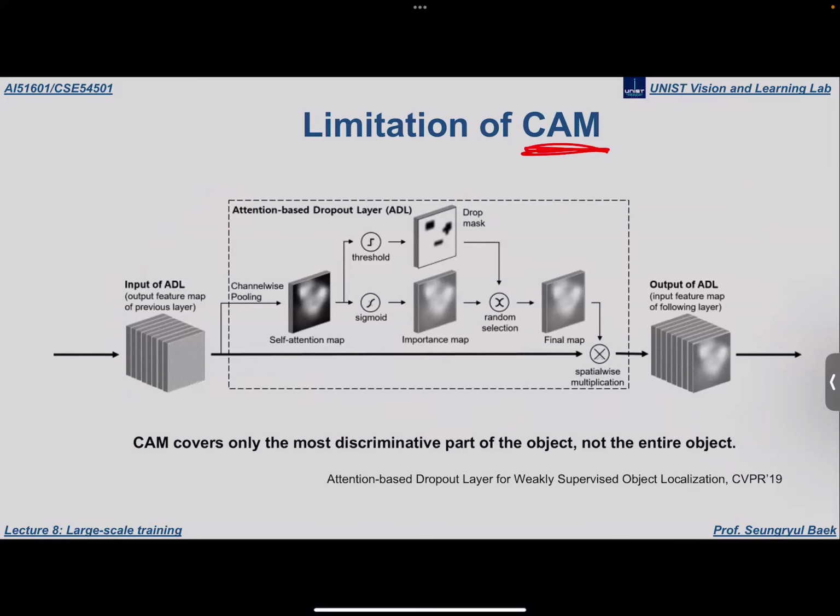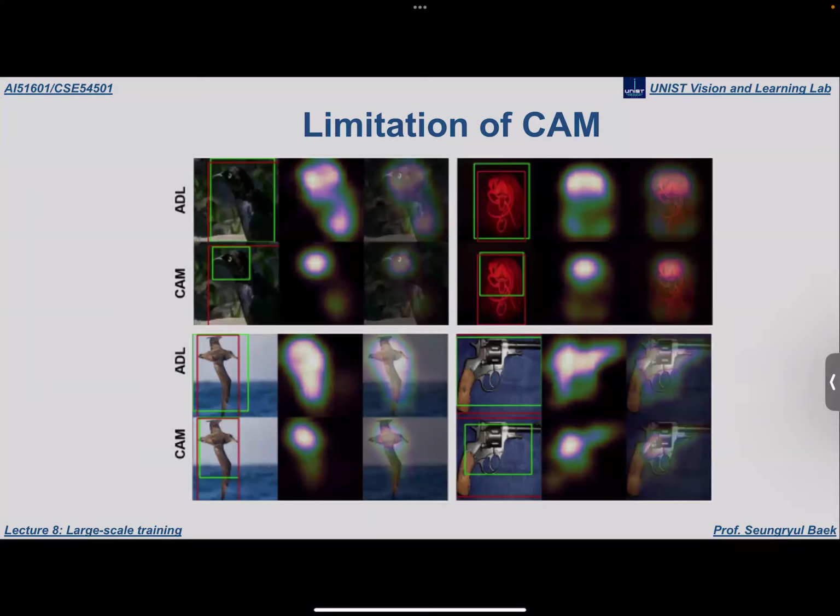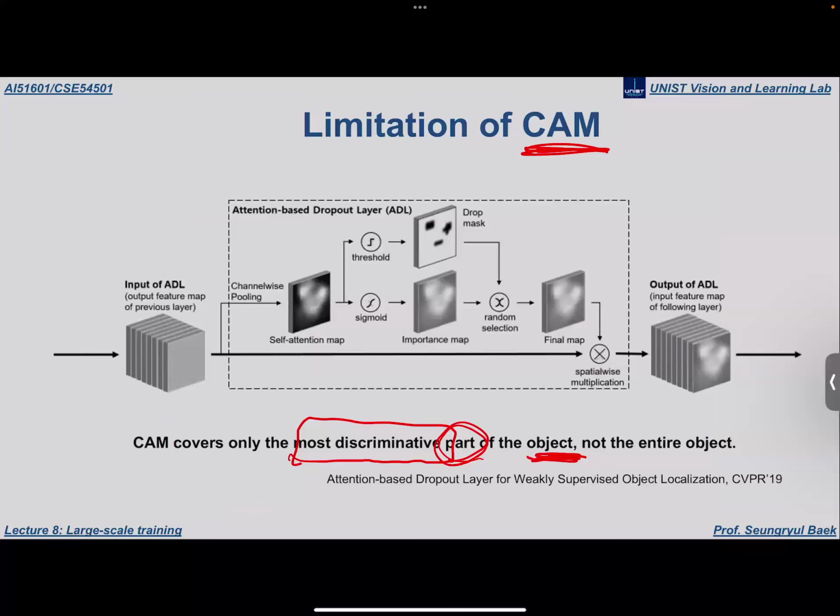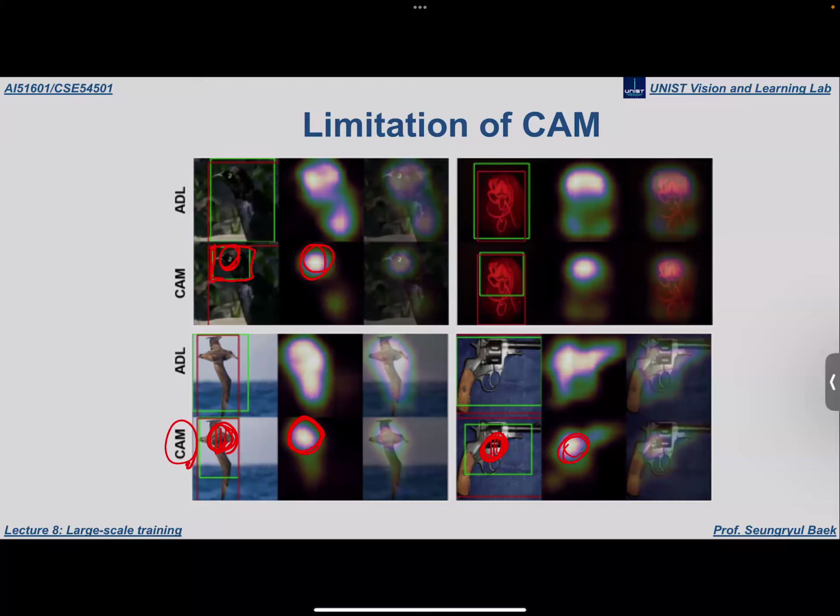But CAM has a limitation: it only captures the most discriminative part of an object, okay? For example, here, when we apply CAM, it is only activated on the most discriminative part of the object. Here, it only activated here, right? Because that is the most discriminative information. Sometimes when using CAM, the bounding box is also shrunk to only this most discriminative part. So this bounding box is not capturing the whole gun, but only this most discriminative part.